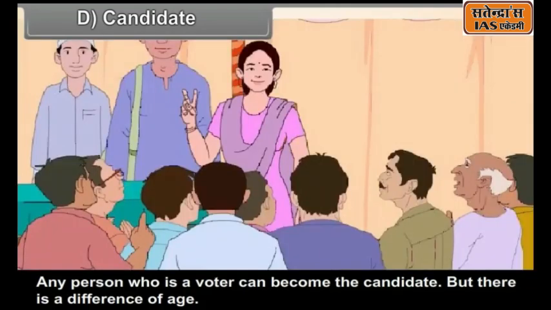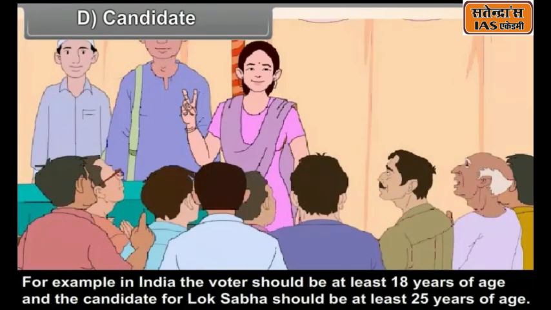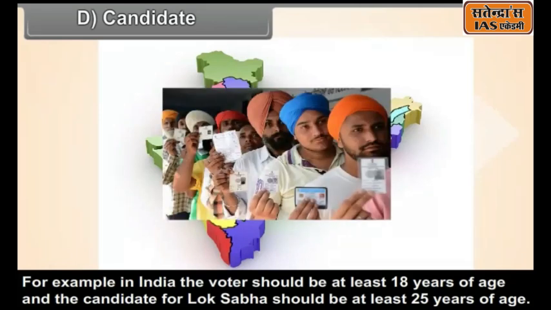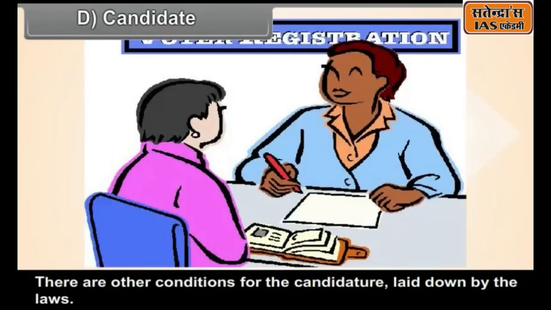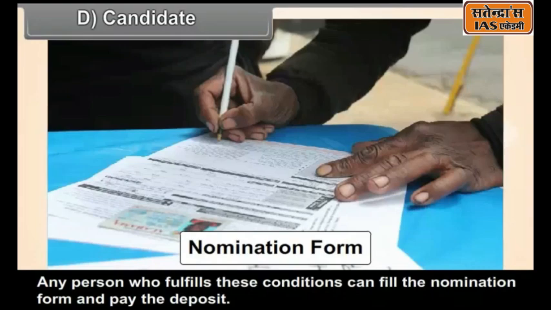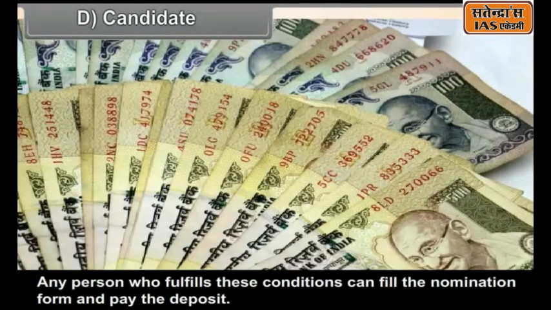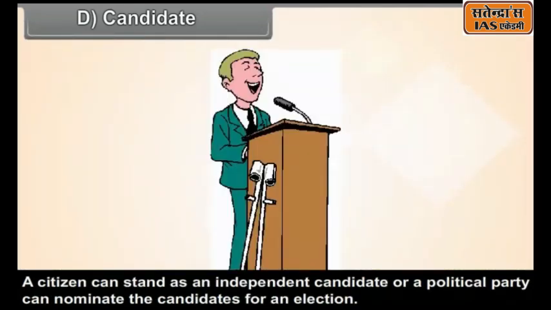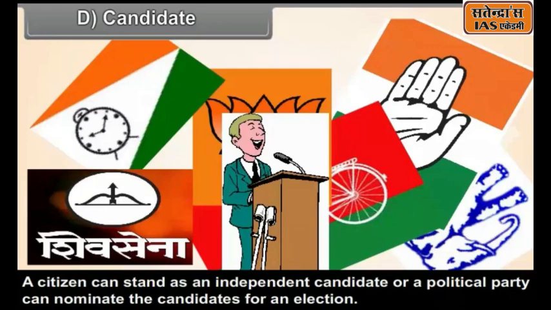D. Candidate. Any person who is a voter can become the candidate, but there is a difference of age. For example, in India, the voter should be at least 18 years of age, and the candidate for Lok Sabha should be at least 25 years of age. There are other conditions for the candidature, laid down by the laws. Any person who fulfills these conditions can fill the nomination form and pay the deposit. A citizen can stand as an independent candidate or a political party can nominate the candidates for an election.